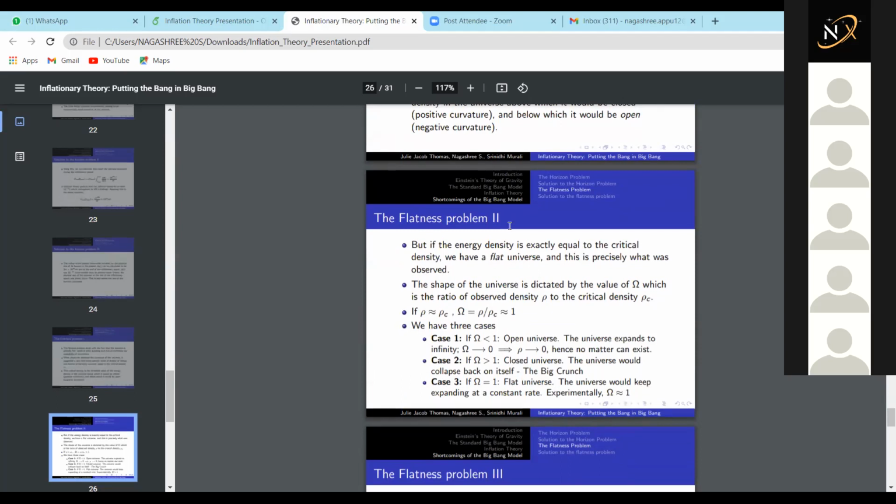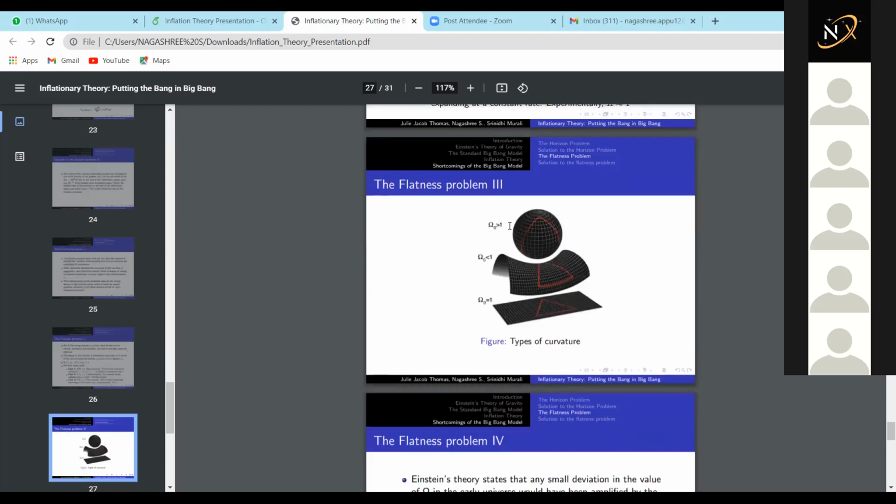So we have three cases. When omega is less than 1, it is called an open universe. Okay, I'll show this. When omega is greater than 1, if we take some random 3 points in the universe and draw a triangle, the sum of those angles will be greater than 180.